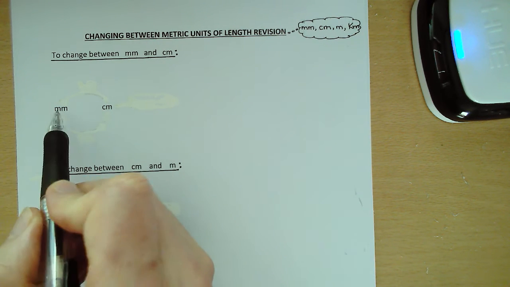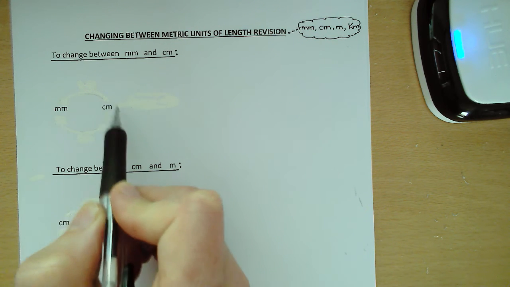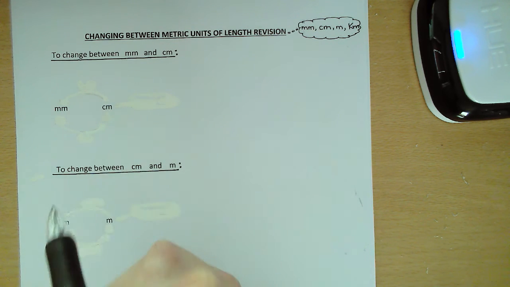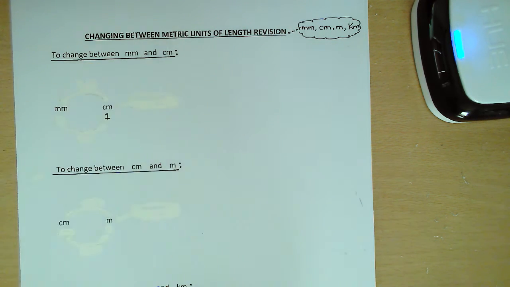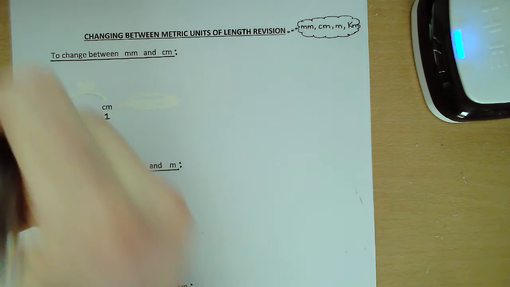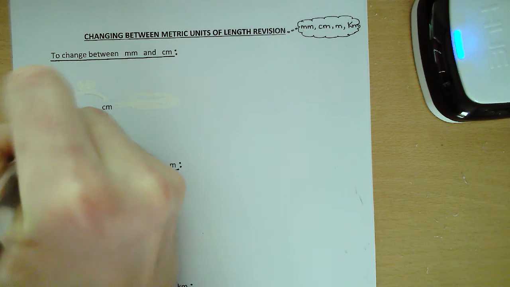First thing we do is write down the smaller unit first, millimeters, and then write down the bigger unit after, centimeters. Always put 1 under the bigger unit. So we're going to put 1 under centimeters. You all know that there are 10 millimeters in 1 centimeter. So we write 10 under millimeters.